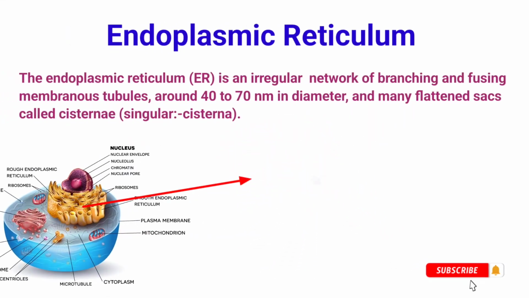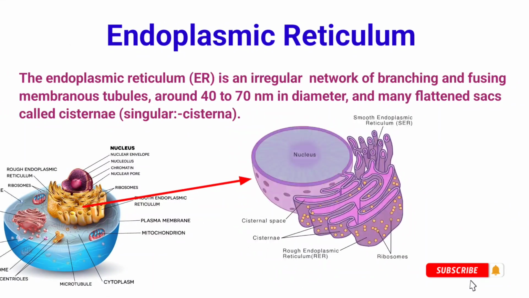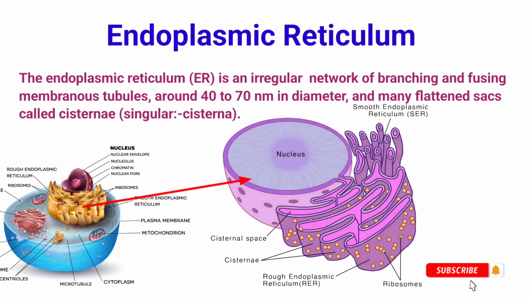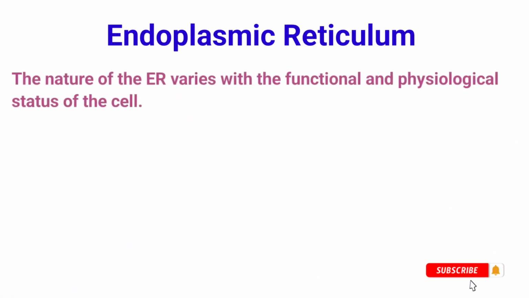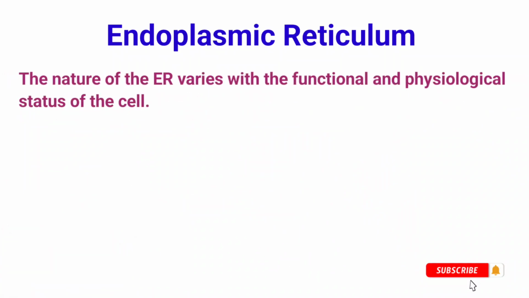Endoplasmic reticulum is an irregular network of branching and fusing membranous tubules around 40 to 70 nanometers in diameter and many flattened sacs called cisternae. The nature of the endoplasmic reticulum varies with the functional and physiological status of the cell.